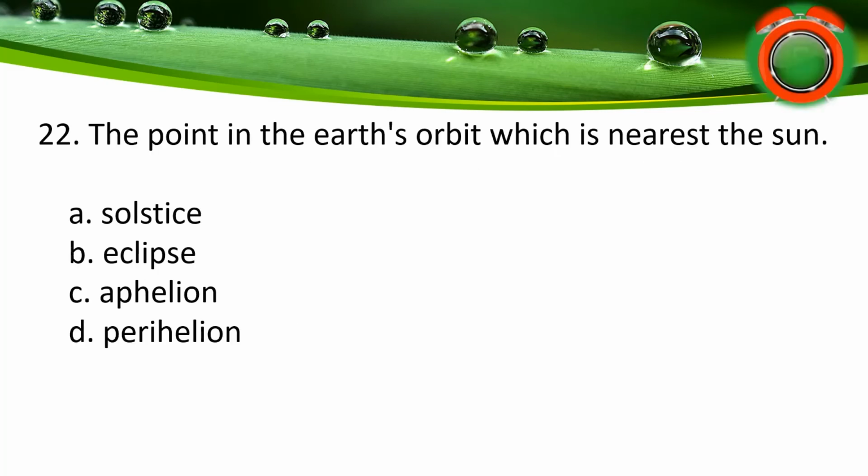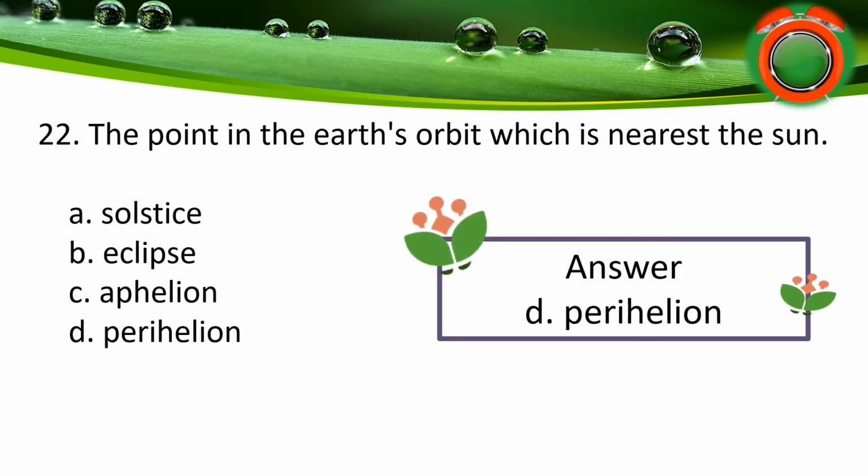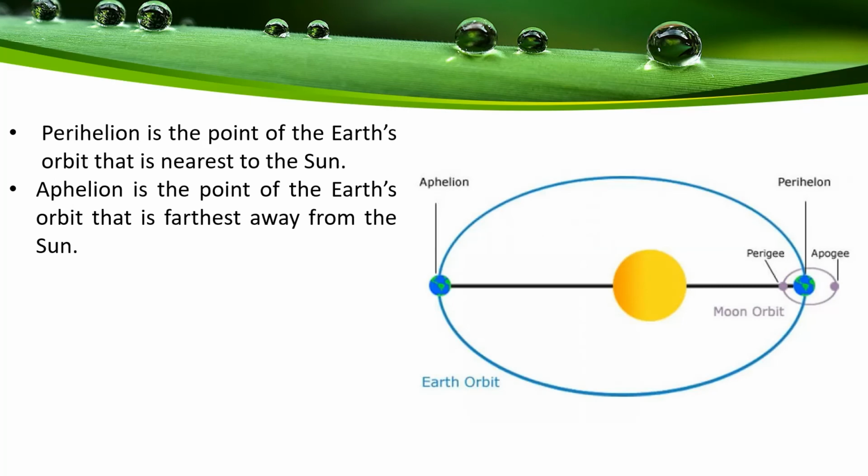Number 22 question. The point in the Earth's orbit which is nearest the Sun. A. Solstice. B. Eclipse. C. Aphelion. D. Perihelion. The correct answer is D. Perihelion. Perihelion is the point of the Earth's orbit that is nearest to the Sun. Yung aphelion naman is the point of the Earth's orbit that is farthest away from the Sun.